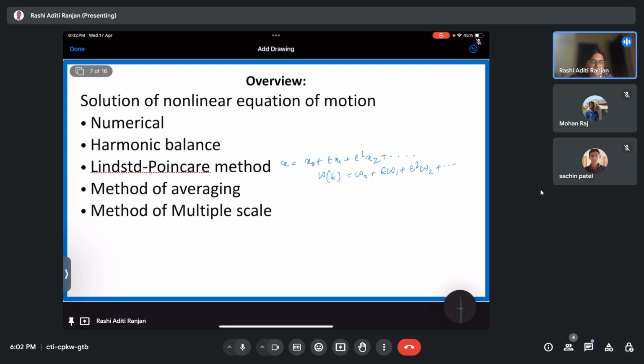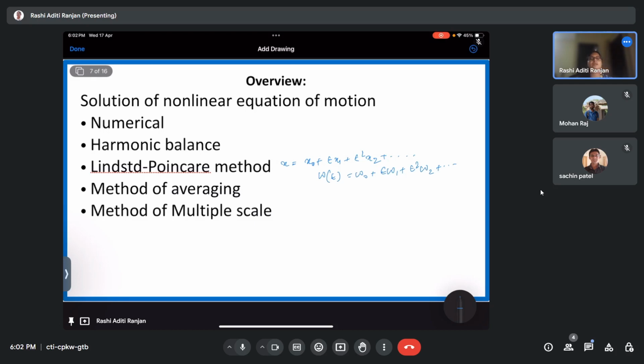And everything else is going to be the same. Then in case of method of averaging, we do a similar kind of thing. In method of multiple scales, we define the slow time scale and the fast time scale, and then again we put it in the equation, try to separate the secular term, and from there we get the values of the constants, and then we put it in the main equation and get the solution. However, in all these methods, we have an assumption. What assumption? The assumption that, whatever happens, my solution is periodic.